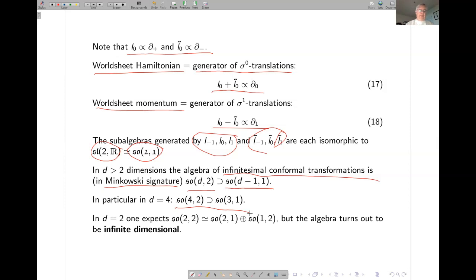Therefore, what one expects in d equals 2, we would expect that it is SO(2,2), which turns out to decompose into 2 copies of SO(2,1), or if you like, SL(2,R). And this is precisely what these L_-1, L_0, L_1 and their tilted partners \bar{L} are. But as we have seen, in 2 dimensions, we are in for a surprise because we have infinitely many further generators, L_2, L_-2, and so on. And this is what makes conformal symmetry extremely powerful when we are in 2 dimensions.